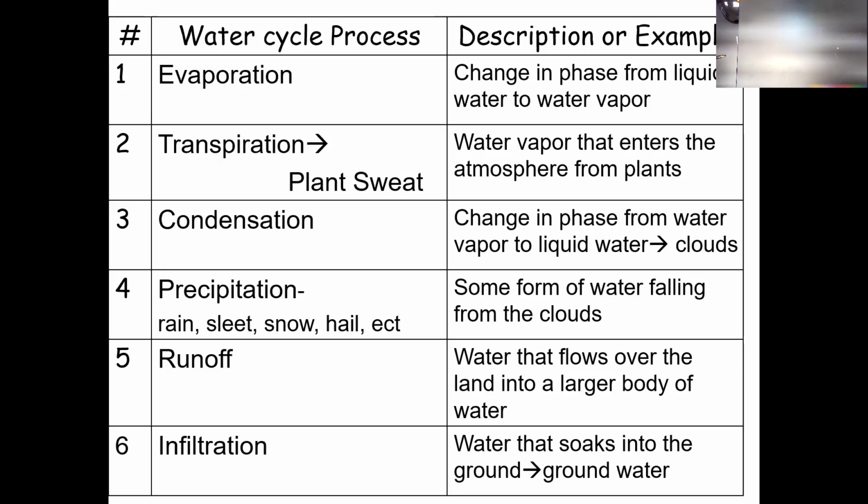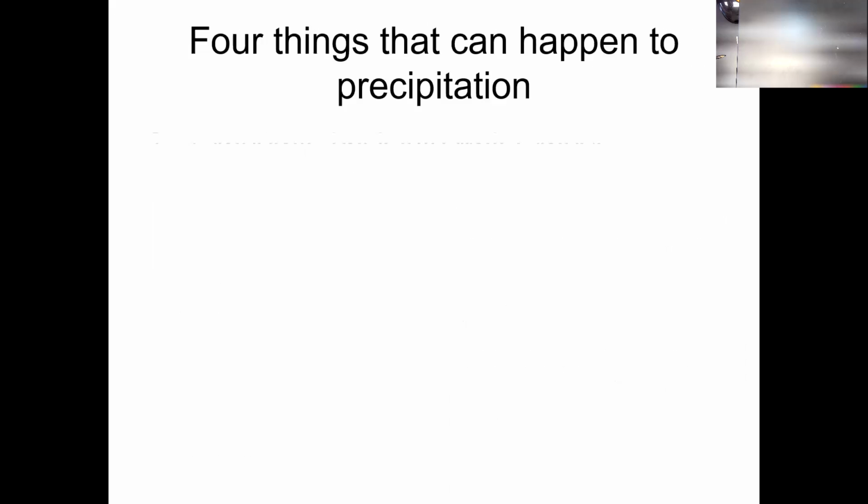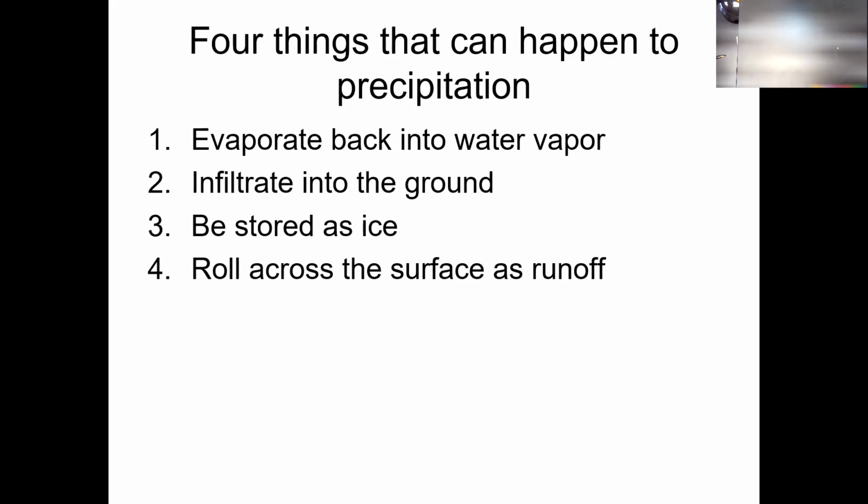What's another thing that could happen to it? One thing is it can evaporate. One is it can run off to a larger body of water. What's another thing? Not necessarily that happens every time precipitation falls, but sometimes it can freeze and be stored as ice or snow. So here are the 4 things that can happen to any precipitation. One is it evaporates back into water vapor. Two, it can soak into the ground, which is it can infiltrate into the ground. It can be stored as ice or snow, or it can run off.